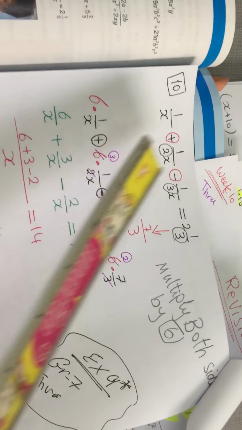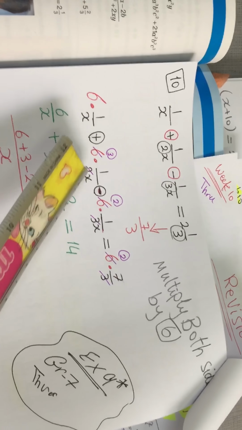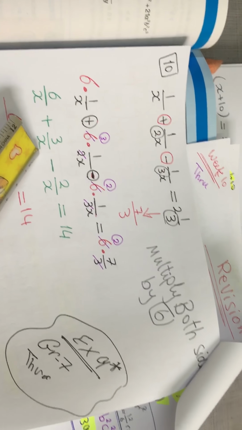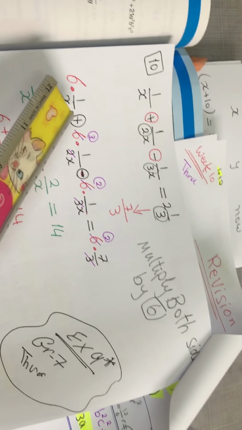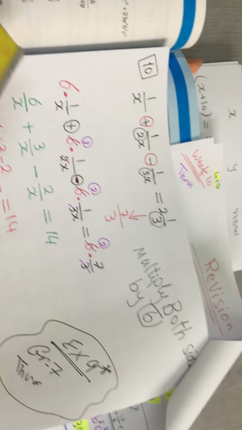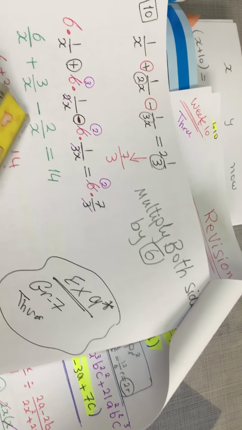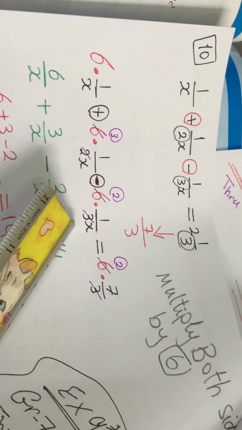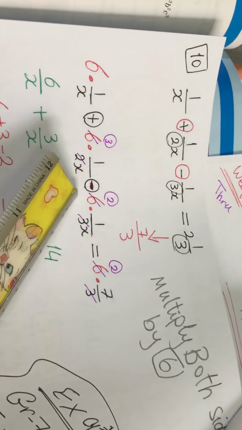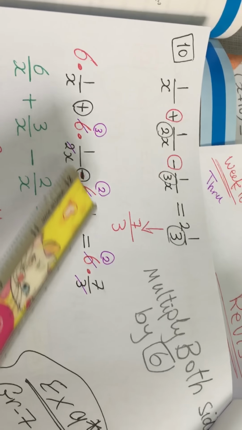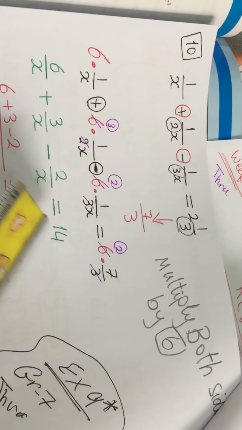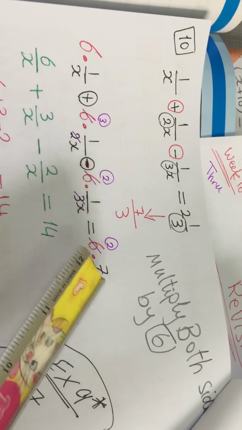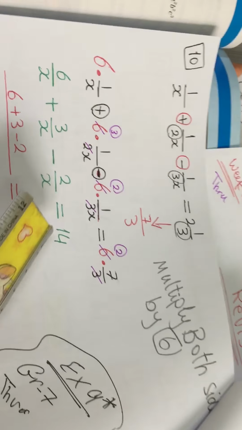Multiply 6 by 1 over 2x. Cancel 2. Divided by 2 equal 3. So 3 multiply 1 equal 3 over x. You will multiply the number with the numerator only because this number is over 1. Now, minus 6 multiply 1 over 3x like this. So divided by 3 equal 1, divided by 3 equal 2. So I have 2 multiply 1 over x equal 6 multiply 7 over 3, divided by 3 equal 1, divided by 3 equal 2. So 2 multiply 7 equal 14.